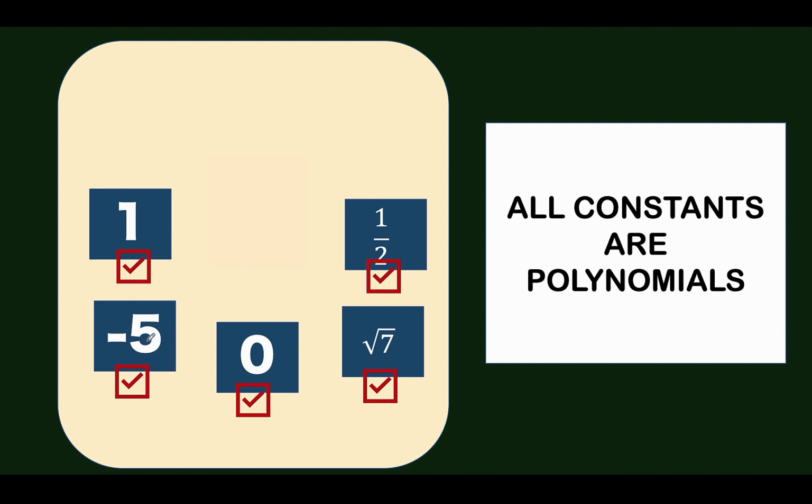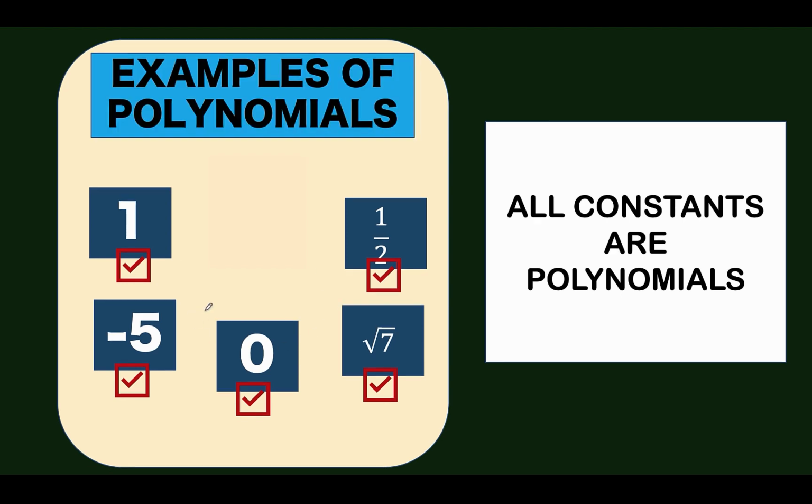But when negative 5 becomes the exponent, that's when you do not have a polynomial. When square root of 7 is the exponent, that's when you don't have a polynomial. But by itself, all constants are considered as polynomials. Now, let's have more examples.